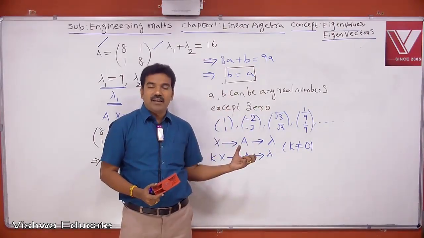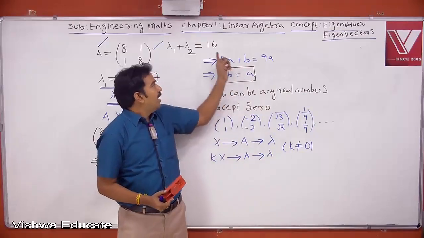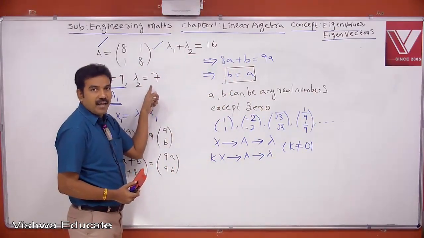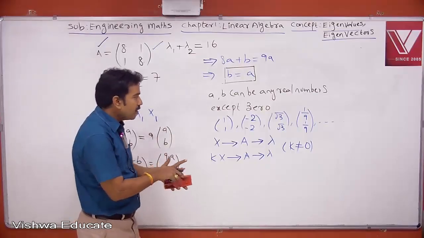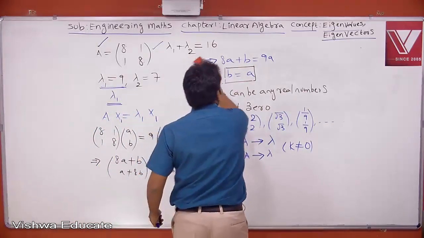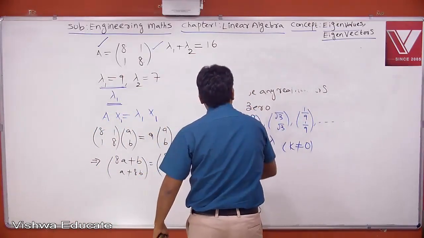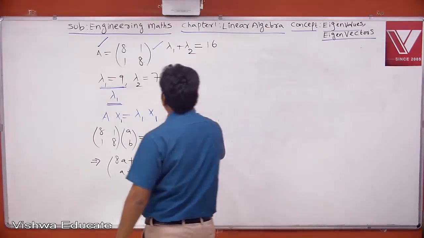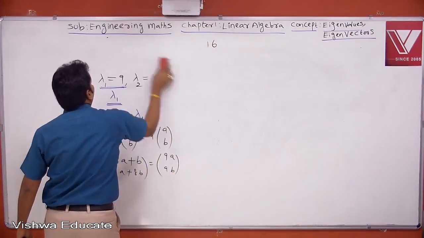In a similar way, you can easily find the eigenvectors of A with respect to an eigenvalue 7. Now, this is by definition. Like this, you can easily find eigenvectors of any n cross n matrix just by taking the definition.